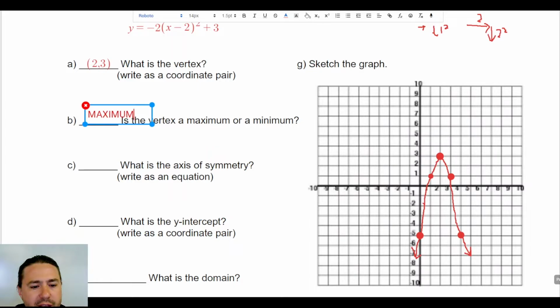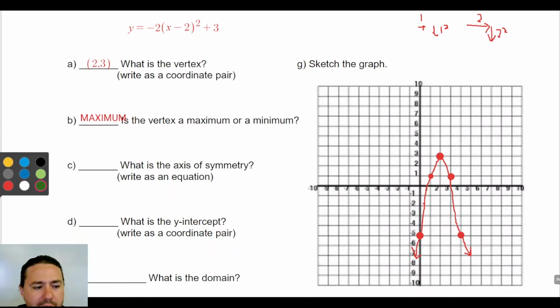What is the axis of symmetry? An axis of symmetry is going to be that vertical line which goes right down the middle of the graph. In other words, it's going to be x equals whatever the x value of the vertex is. It's this line right here. So we're going to say that it's x equals 2.